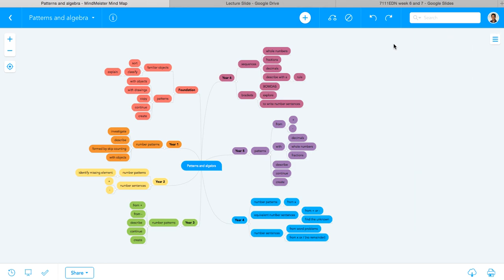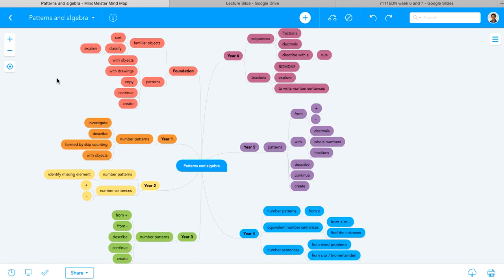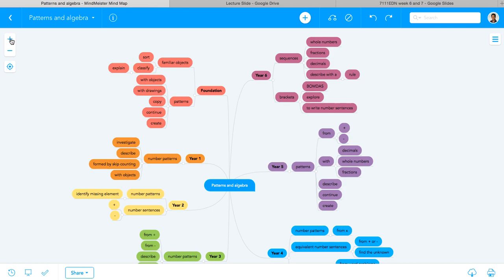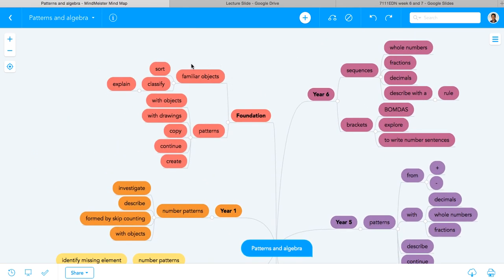But one of the ways of representing your summary is as a concept map. So I'll just zoom into Foundation first. Here are those content descriptors. So in Foundation, with familiar objects, students are sorting and classifying, but they're explaining their classification. Students are working with objects and drawings, and we want them to copy, continue, and create.